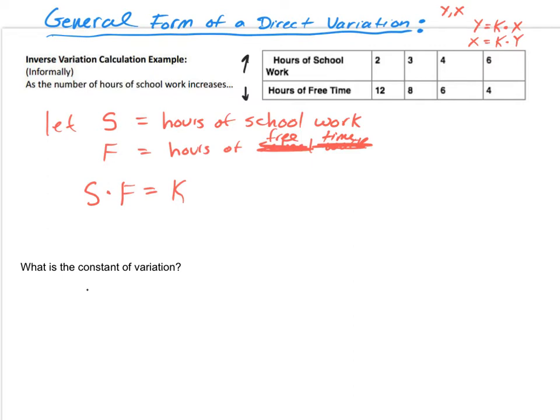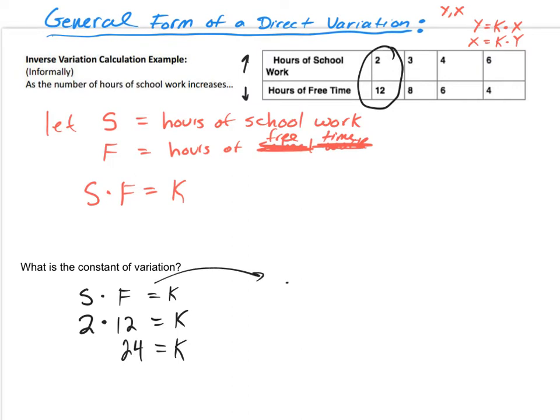So for one instance of schoolwork and free time, if I just use this column, there were 2 hours of schoolwork and 12 hours of free time. That means my constant of variation is equal to 24. So now what I know is this product, s times f, always needs to equal 24. That's how these variables are related. Their product is always equal to 24.